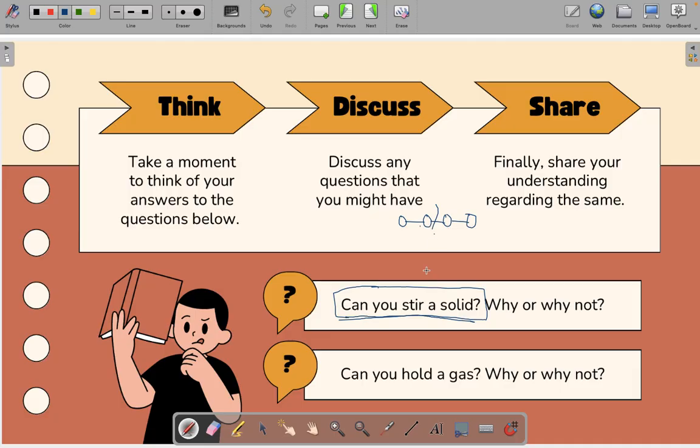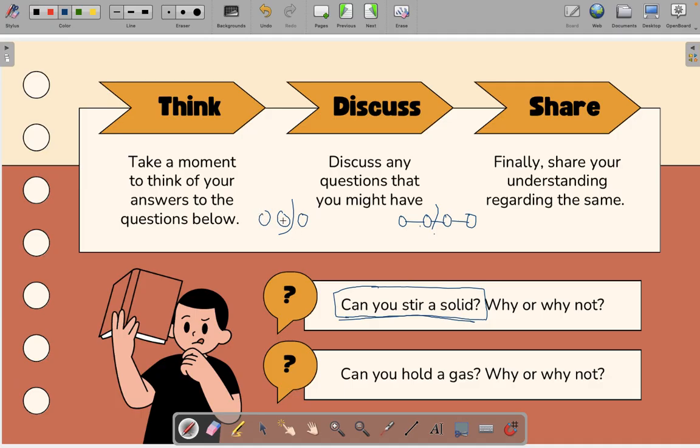When I ask can you stir a liquid, it is possible because liquid particles don't have any regular pattern and they can flow against each other. So if you put a spoon like this here, the particles can move, right? They are free to move. So that is why you can stir.